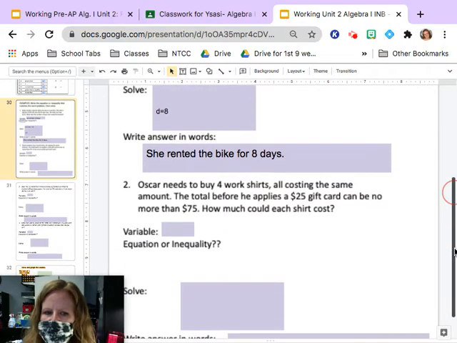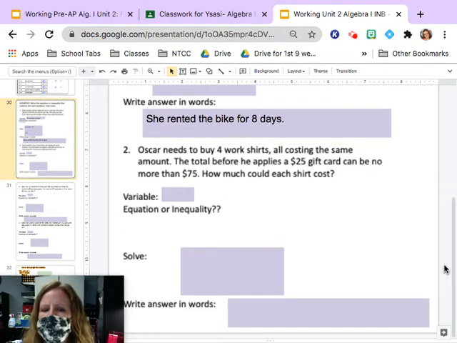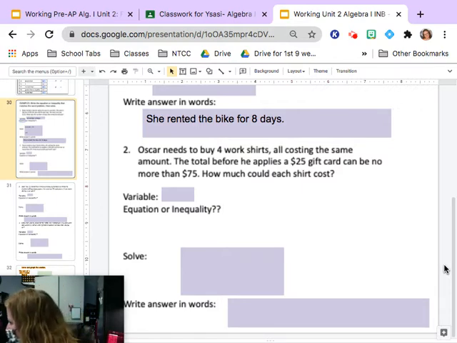Okay, so let's look at the next problem. Oscar needs to buy 4 work shirts, all costing the same amount. Total before he applies a $25 gift card can be no more than $75. How much could each shirt cost?